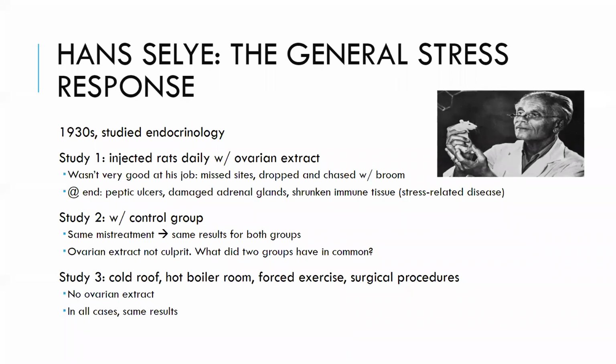Fortunately, though, what he lacked in rat handling skills, he made up for in scientific thought. So he knew that he had to repeat the study with a control group to be sure. So in study number 2, he divided the rats into 2 groups. Half got the ovarian extract, half got a saline solution, but he was mistreating the rats in the same way. He was still missing injection sites, still dropping them.